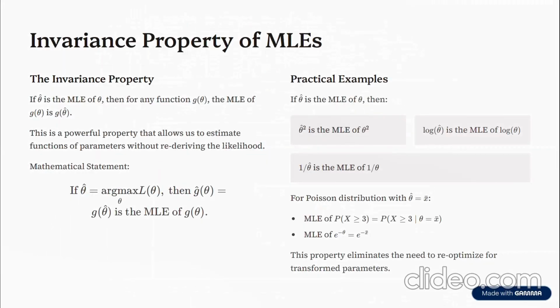The invariance property is a major time saver in statistics. In simple terms, it means that if you have already found the best estimate for a specific parameter, we do not need to start over to estimate a function of the parameter. We can simply apply the same function to our original estimate. This allows us to easily calculate complex values like probabilities or rates directly from our existing findings.